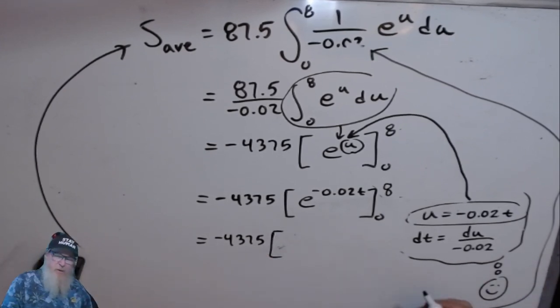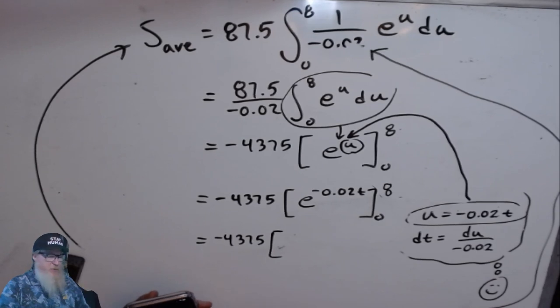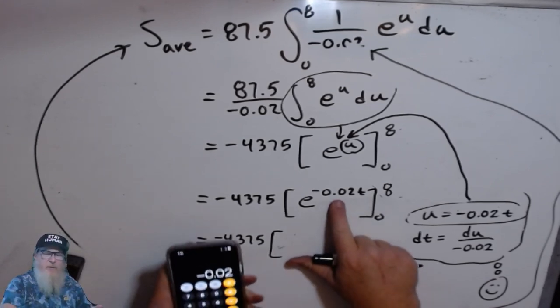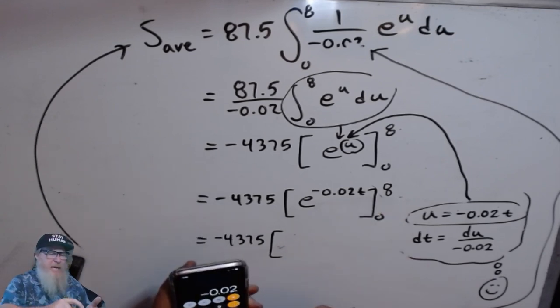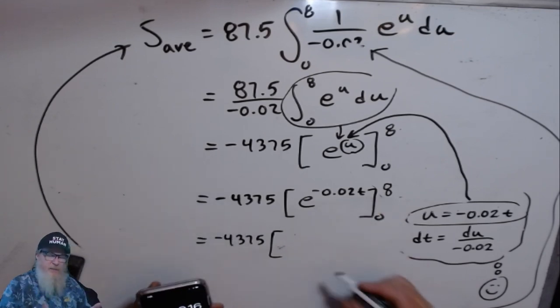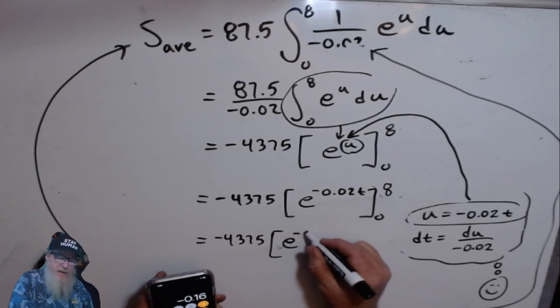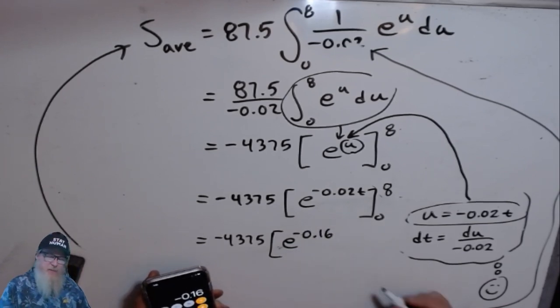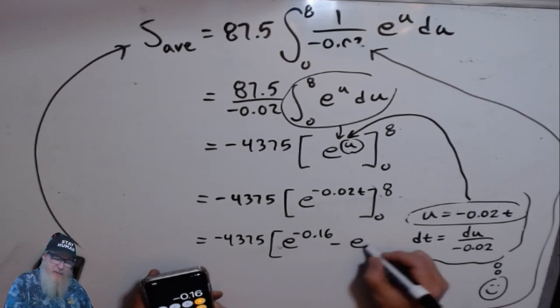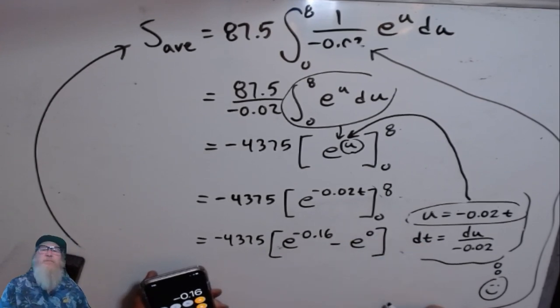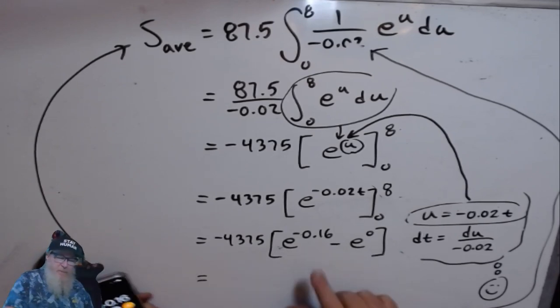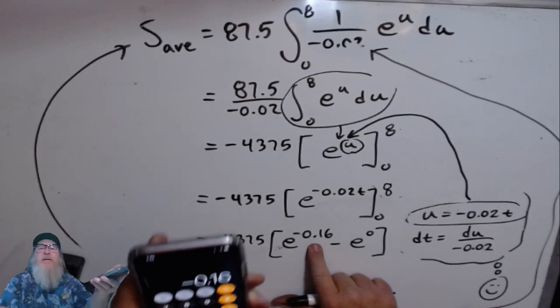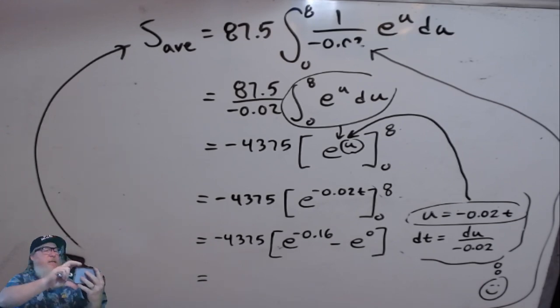All right, one of them is going to be nice. The other one, not so much. Let's see. So we've got negative 0.02, and I'm going to plug in 8, so times 8. So I've got e to the negative 16 hundredths minus e to the 0. Yeah, when I plug in 0, that one's easy. I'm going to keep this on my calculator and then do my e.